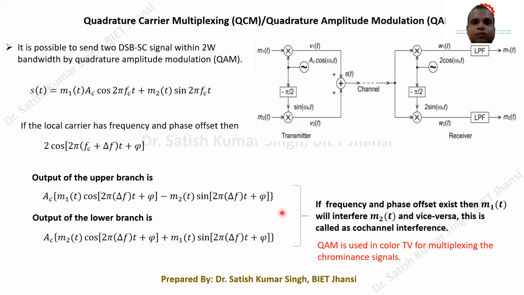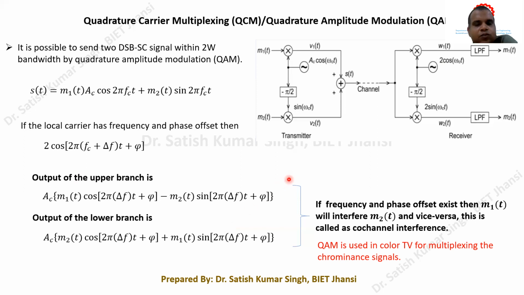Okay, you remember that whenever there is a phase offset or a frequency offset in the quadrature carrier multiplexing scheme, then there is a chance of co-channel interference, in which both the signals m1(t) and m2(t) will be interfering with each other. Okay, so this is our co-channel interference. Remember that this quadrature carrier multiplexing is used for saving the transmission bandwidth.